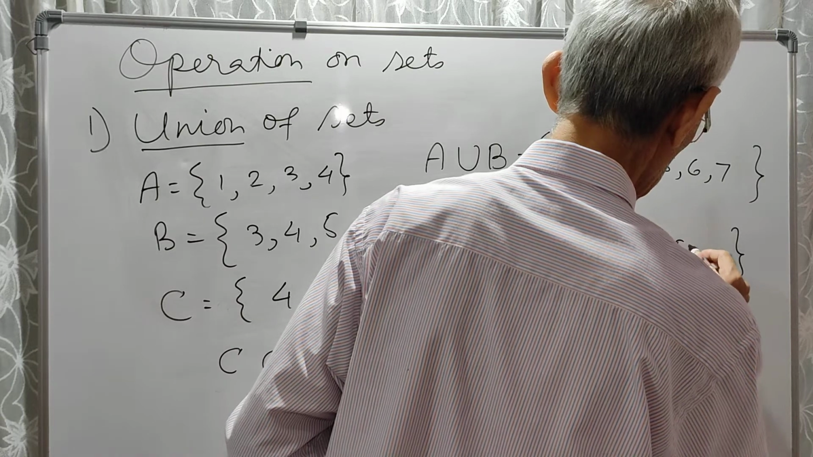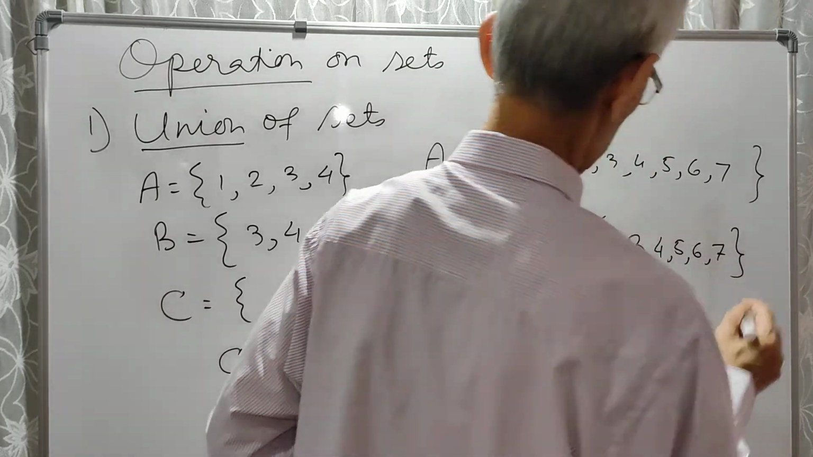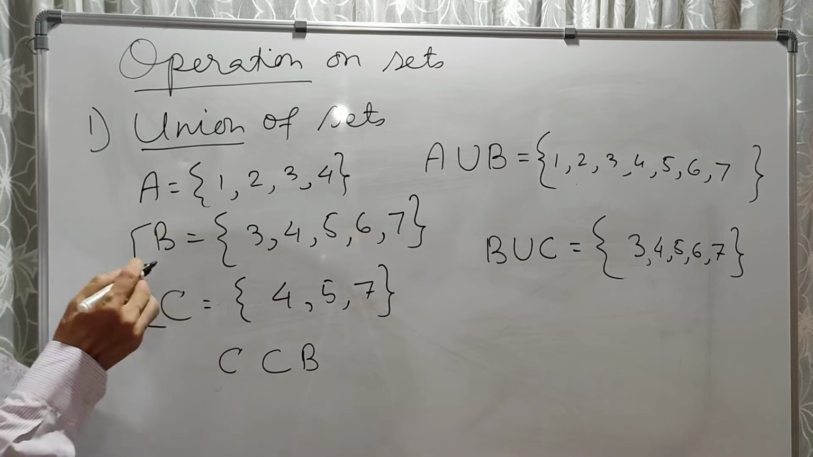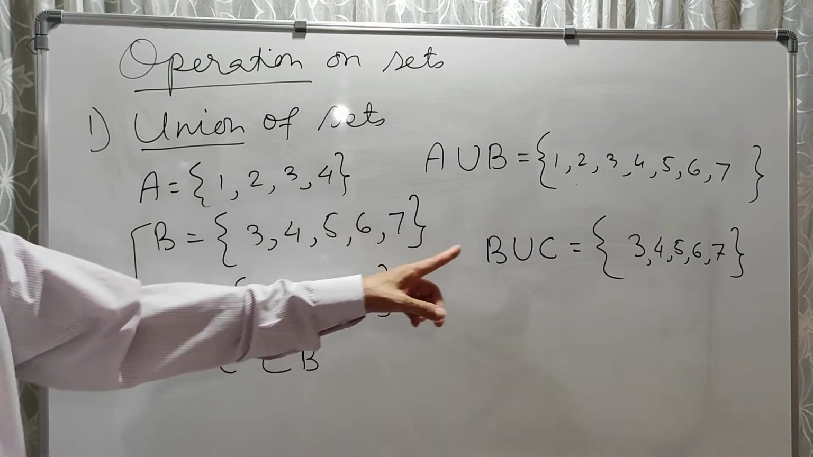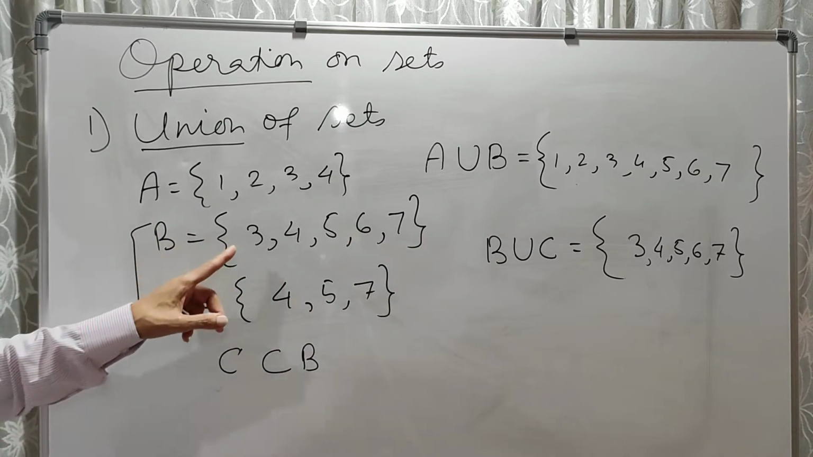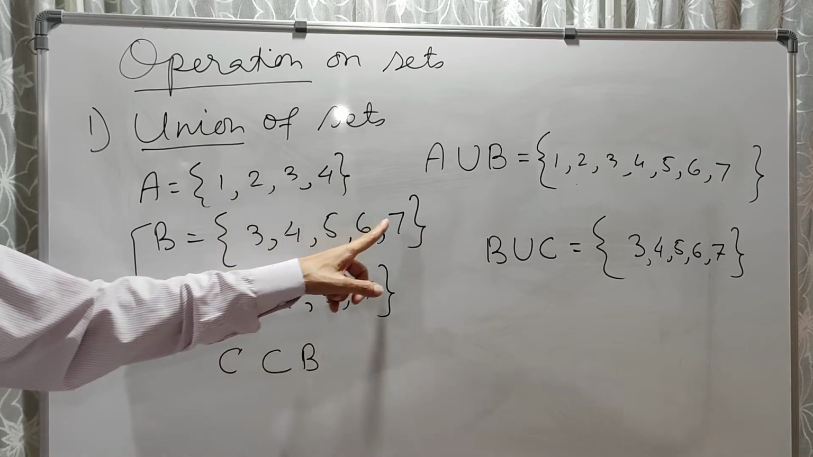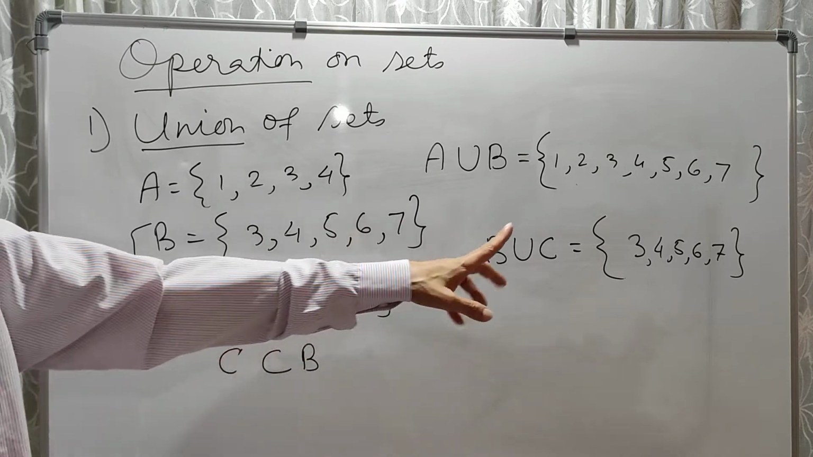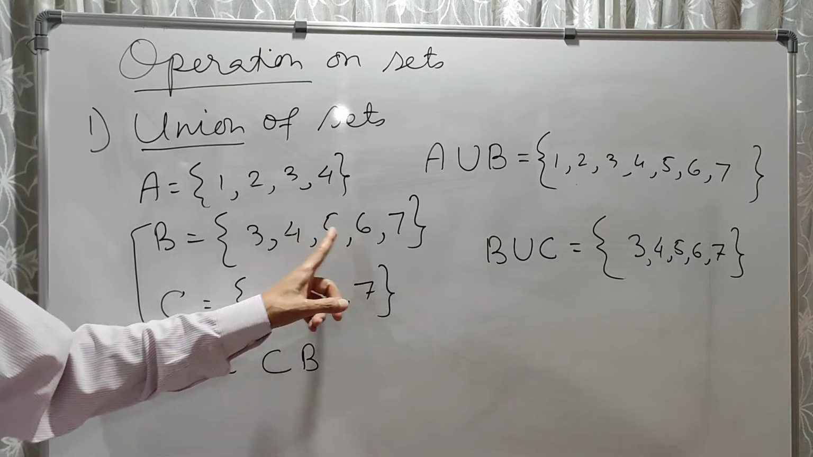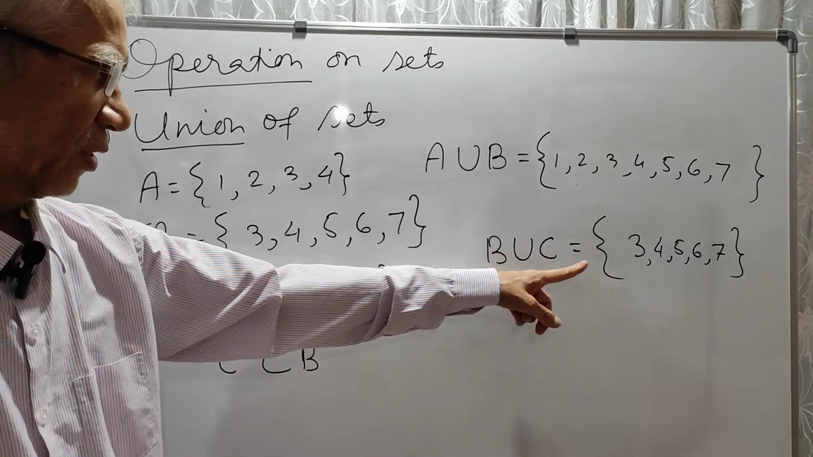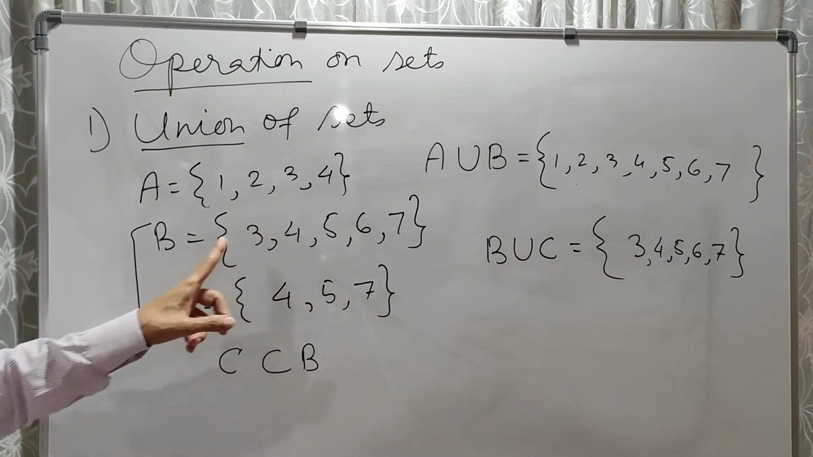3, 4, 5, 6 and 7. Yes. So B union C, these two we are adding. That means all the elements of B and C together, but without repetition. 3, 4, 5, 6, 7. Because 4, 5, 7 are present in both, but no repetition. So this is the set, 3, 4, 5, 6, 7. B union C.